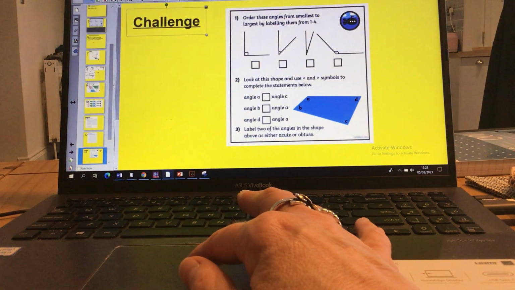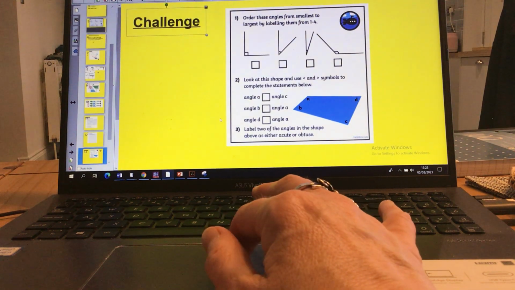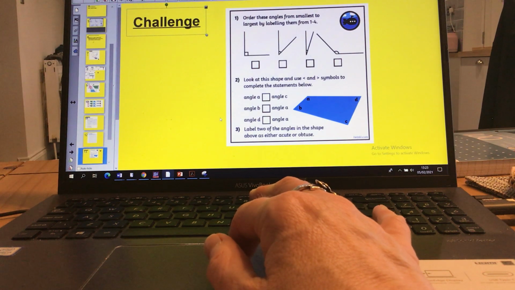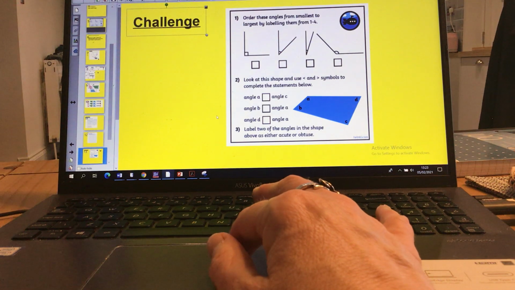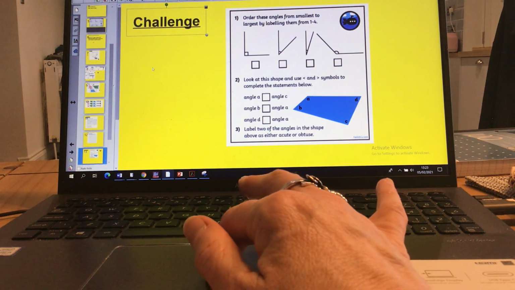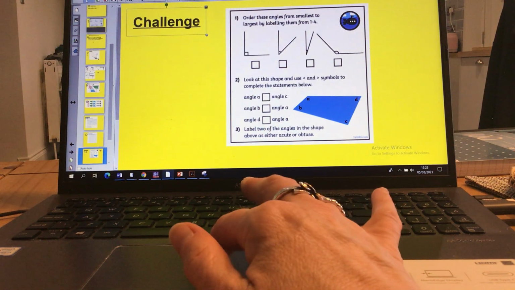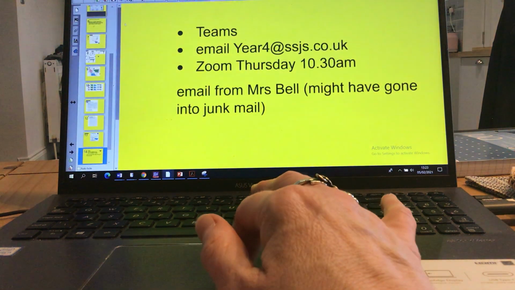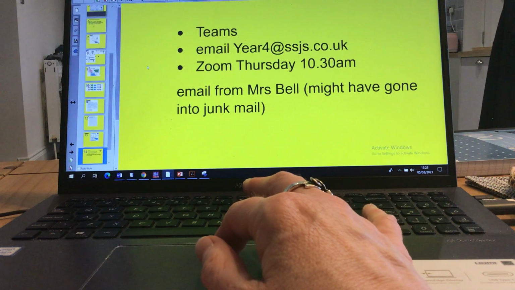That task is on Teams, as is this challenge. Order these angles from smallest to largest, okay? And see if you can have, I'm not going to do that with you now, might talk about that next lesson. Have a little go at that if you can. You can upload to Teams or you can email me.